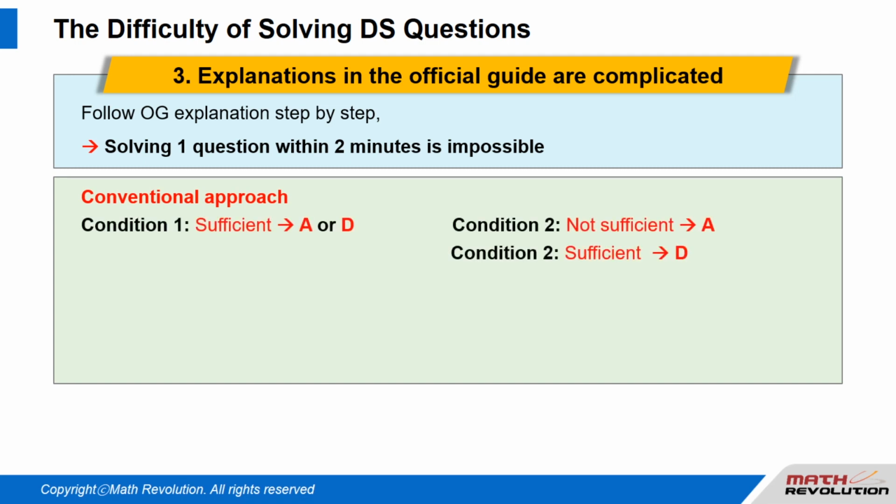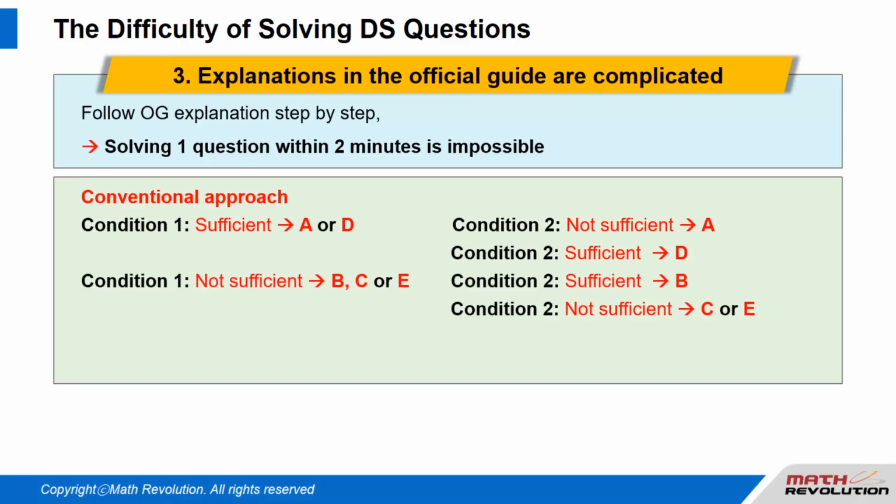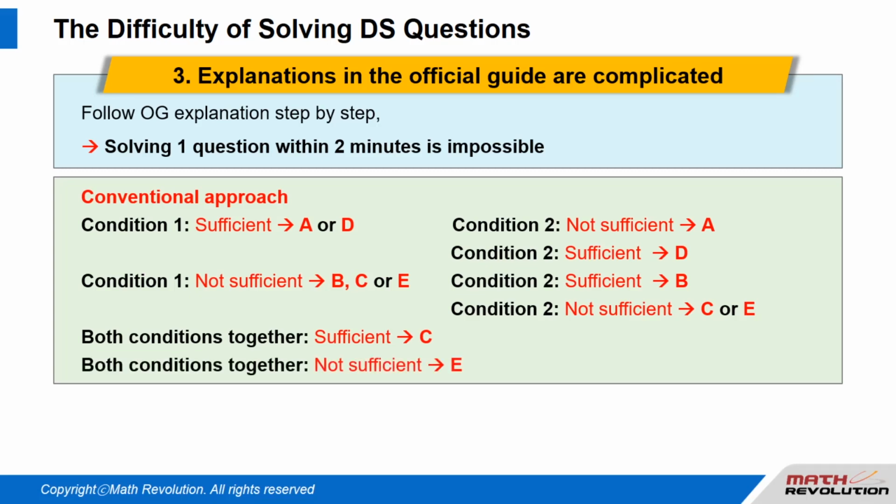If condition 1 is sufficient, then the answer must be A or D. If condition 2 is not sufficient, then the answer must be A. If condition 2 is sufficient, then the answer must be D. If condition 1 is not sufficient, then the answer must be B, C, or E. If condition 2 is sufficient, then the answer must be B. If condition 2 is not sufficient, then the answer must be C or E. If both conditions together are sufficient, then the answer must be C. If both conditions together are still not sufficient, the answer must be E.